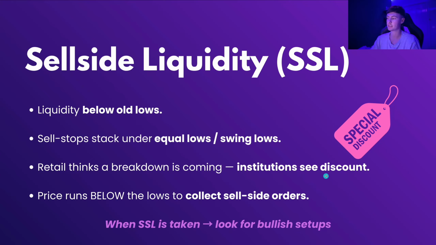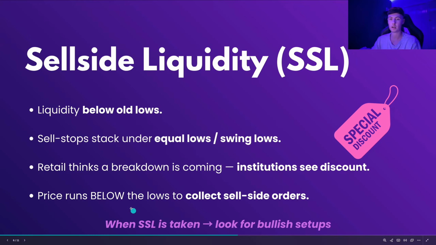Institutions simply see a discount in price. They've taken price below a specific low. They've attracted thousands of sell stops, literally millions and millions of dollars, to counteract their $1 million positions. And then price will run below these lows to collect sell side orders. So now retail traders who are going long have been stopped out of their positions at a loss, and the retail traders who are going short below these lows are now in drawdown as price is reversing from these lows. So what can we do as smart money traders to take advantage of this?